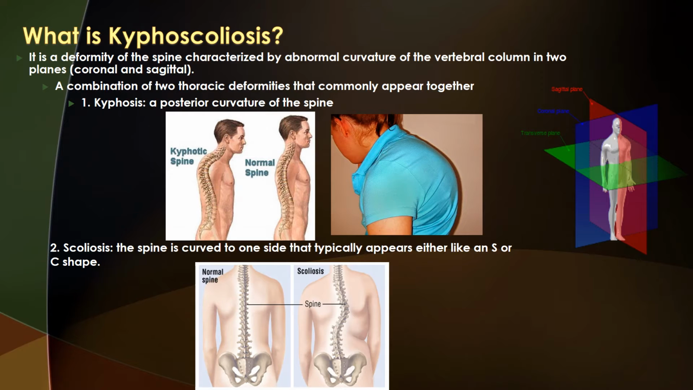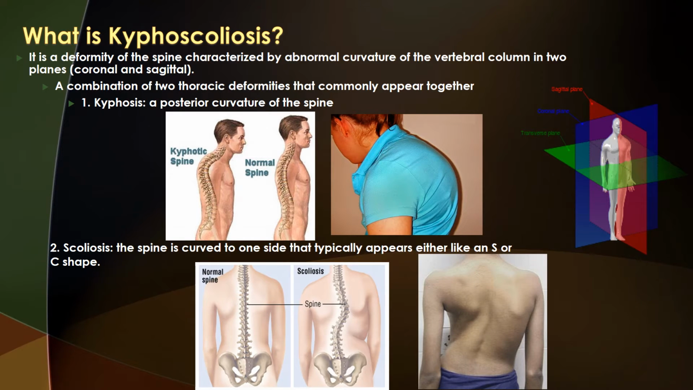You can also easily tell the difference when it is scoliosis by looking at the shoulders and waist. The shoulders are both uneven, such as one shoulder blade appears more prominent than the other, and the waist is also uneven because one hip is higher than the other.